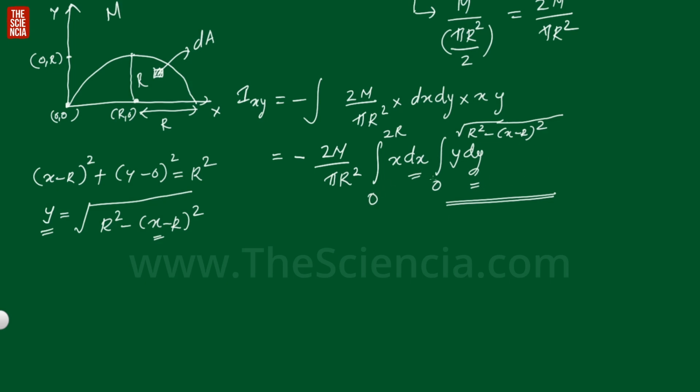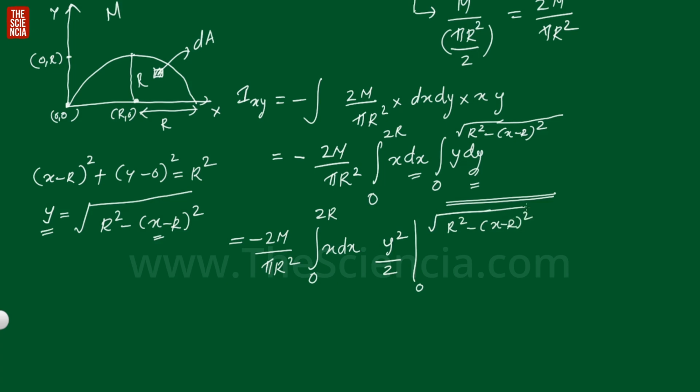So first we calculate this integral, then we evaluate the outer integral, right? Okay, so what is this value? It is equal to minus 2M by pi r square, integral 0 to 2r x dx, integral of y dy. I think you know it is y square by 2. And the limits are 0 to root of r square minus (x minus r) all square. Okay, now we can substitute these values.